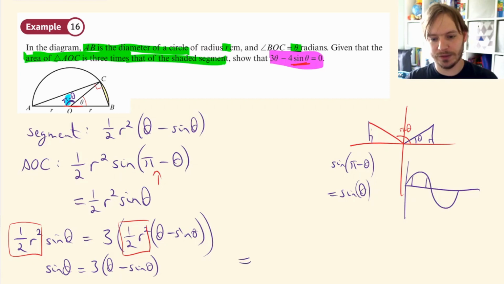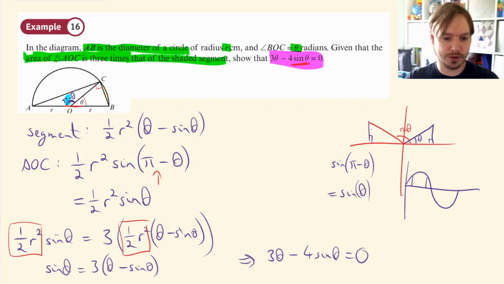So this leads us to 3 theta minus 4 sine theta equals 0. Okay, all I've done is expanded out and moved that spare sine theta across so it equals 0. So once we unpick that, it's not super complicated, but we've had to use the area of a segment, area of a triangle, and those symmetries in the sine graph, and a little bit of manipulating algebra.